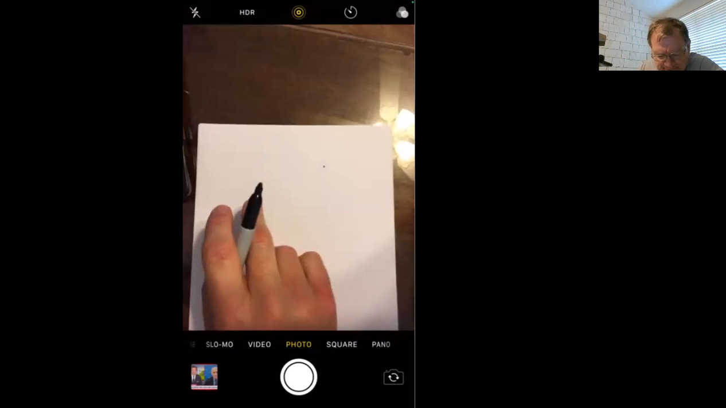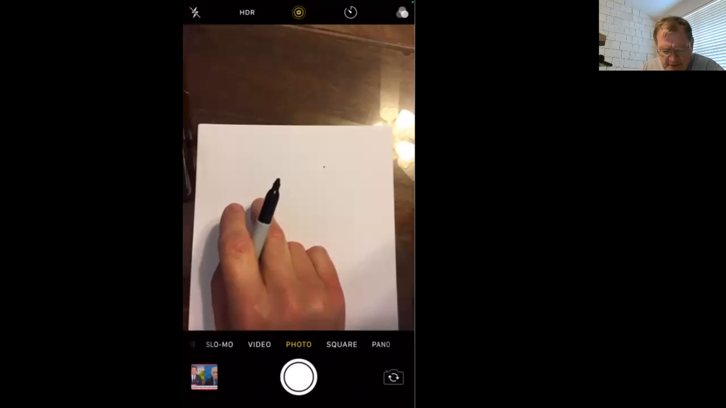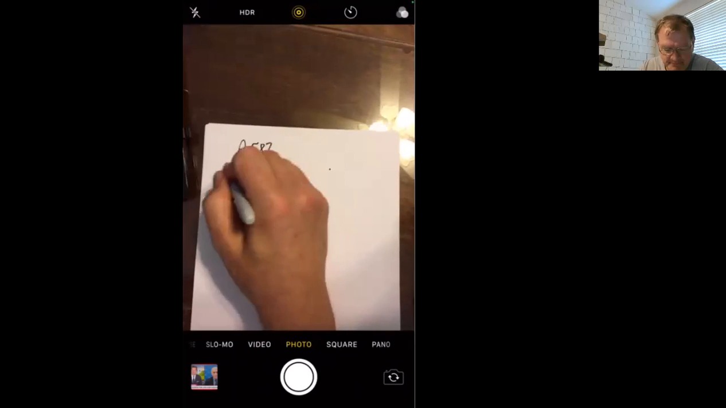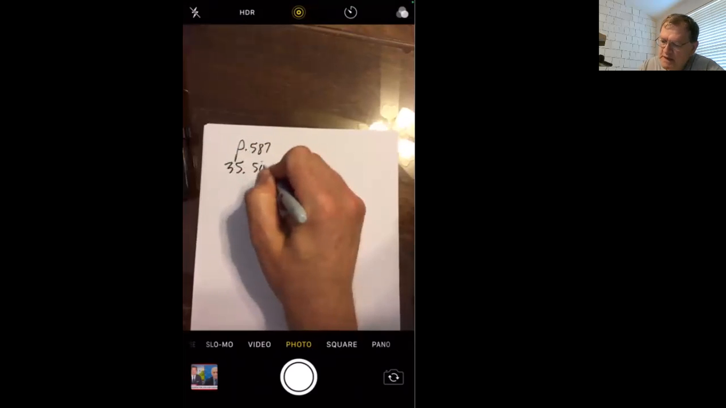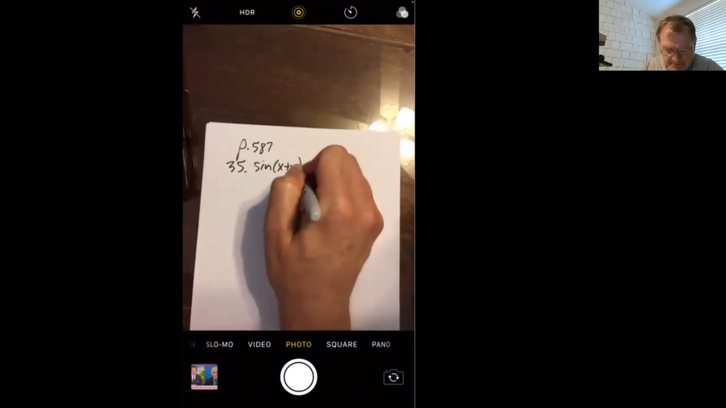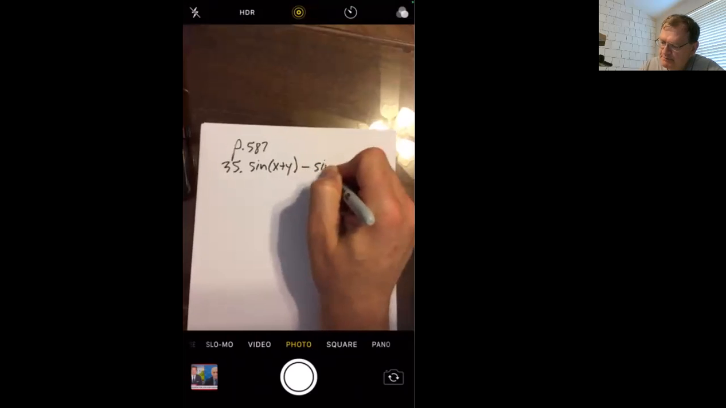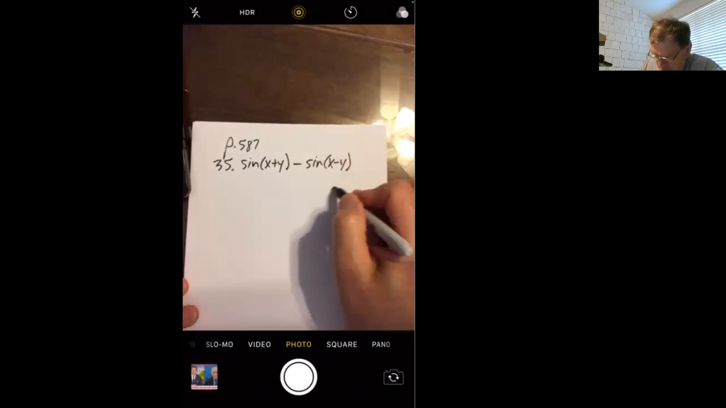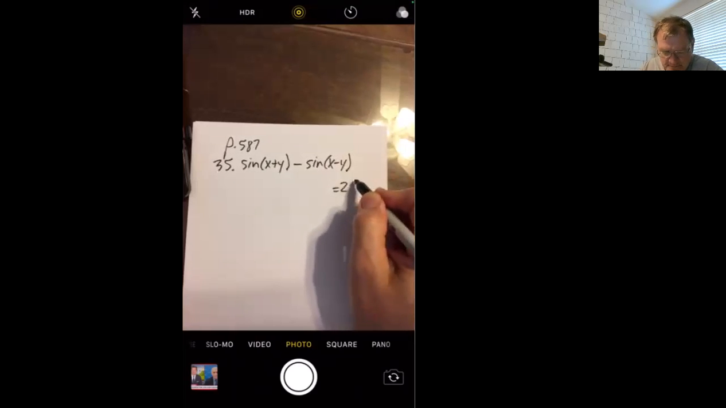Oh, I think I remember working 31. About 35. The sine of x plus y minus a sine of x minus y comes up twice cosine x sine y.